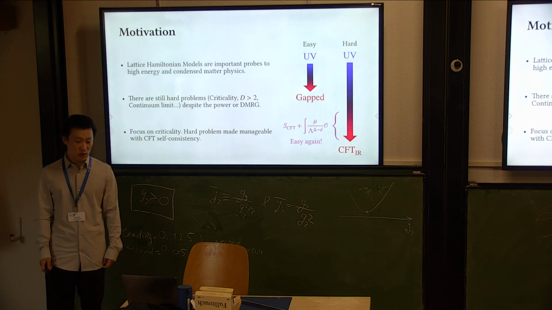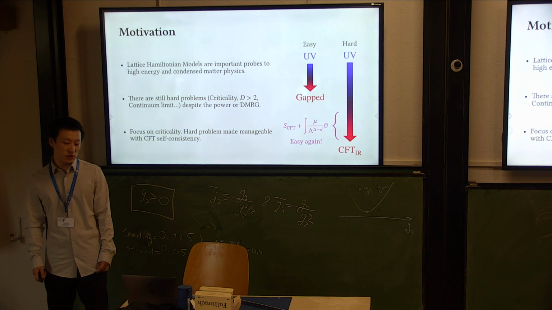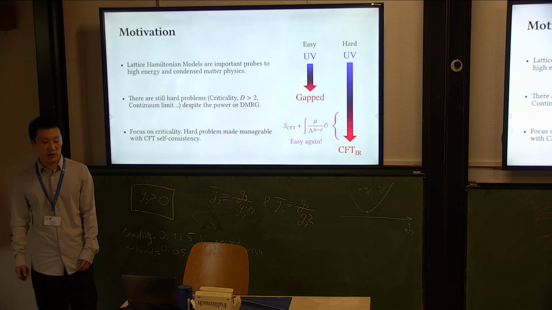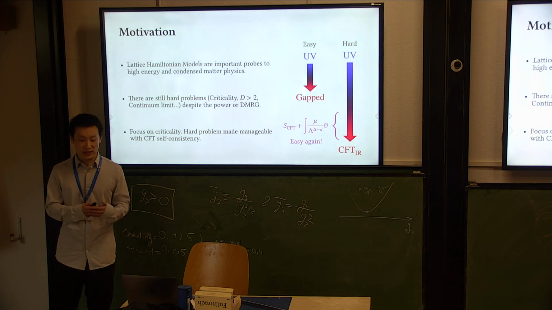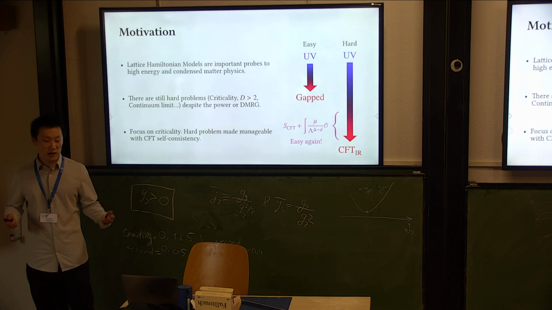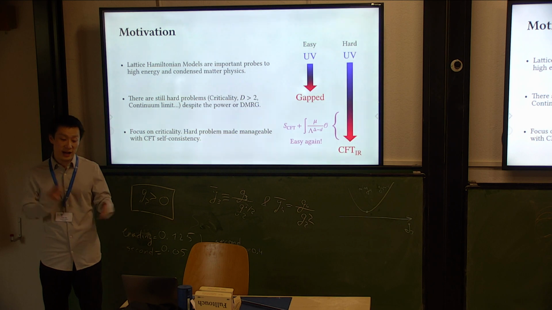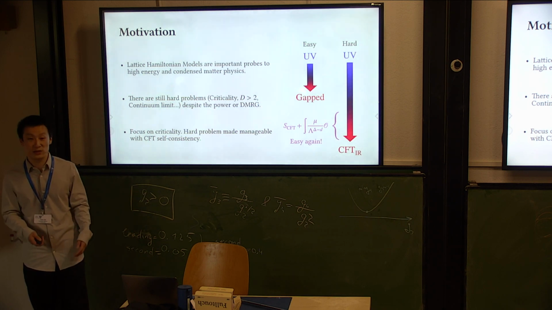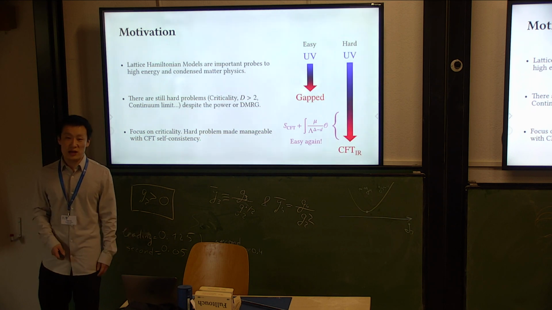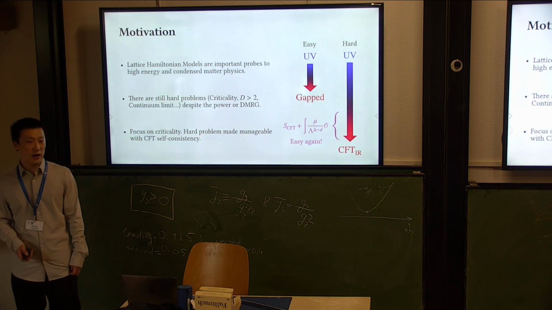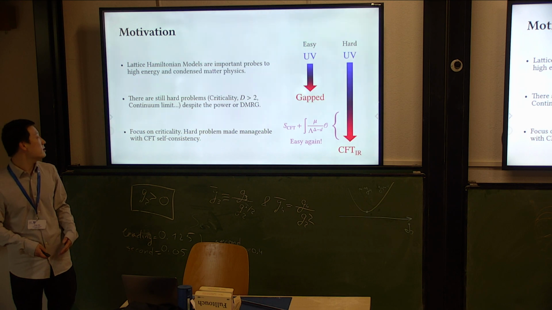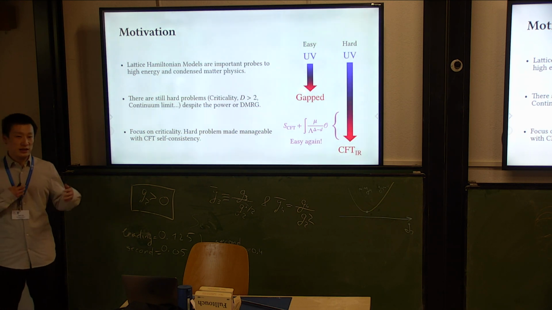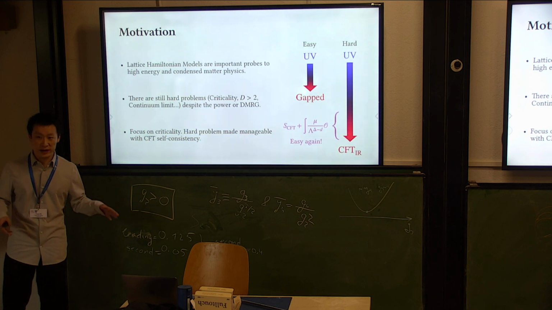Despite powerful tools such as DMRG, there are still a lot of hard problems on the lattice, right? Things are hard if we encounter some criticality, if we're doing higher dimensions, or if we're trying to reach the continuum limit. There's a lot of work to do, and today I'll focus on one of the difficulties, which is simulating the lattice model at the critical point.